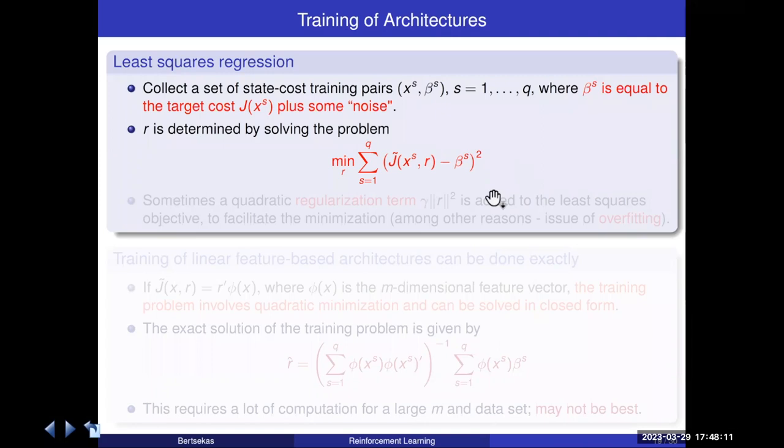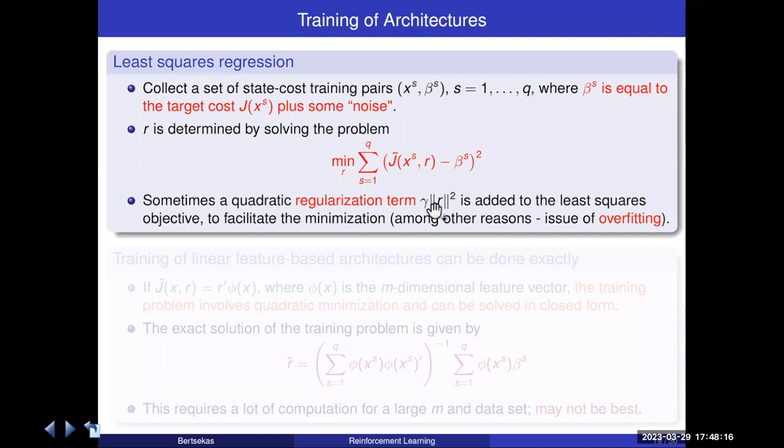Sometimes a quadratic regularization term is also added. The norm of the parameter vector times some gamma scalar, positive scalar. This is done for a number of reasons. One of these is to make this minimization a little bit better behaved. This regularization term tends to add some stability to various algorithms that are used to do this minimization. But there's another important reason, which has to do with the issue of overfitting, avoiding to make the output of the approximation architecture very close to the data. Very close fit to the data. This may have detrimental effects because then the architecture is sort of specialized with data that may not do so well in approximating the target function outside the data set.